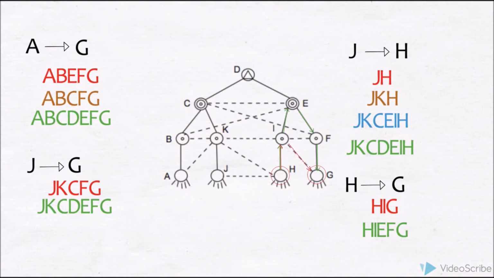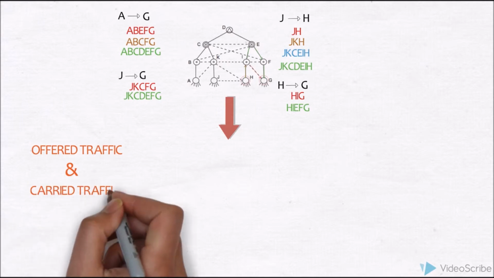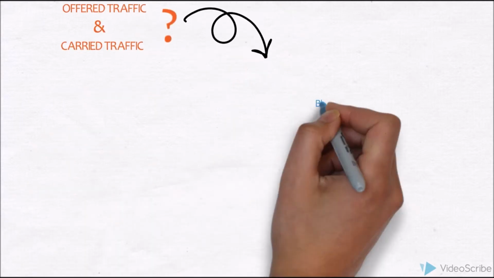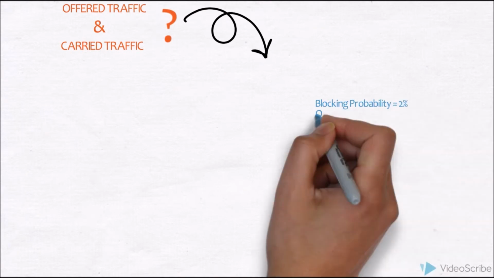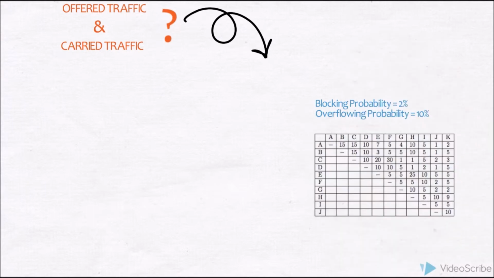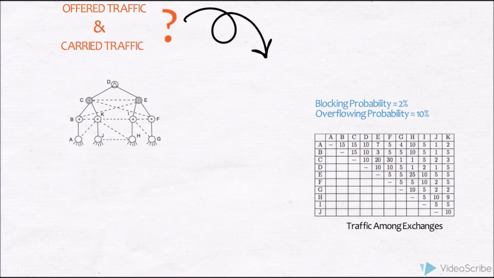Now, we are kind of masters of routing in POTS, right? So, let's go to the next level. What about the offered and the carried traffic? That's really easy, and I'm going to explain it to you by continuing with this exercise. Let's suppose we have a blocking probability of 0.02 and an overflowing probability of 0.1. We also need the table with the traffic and money changes, and just as a reference, our network.